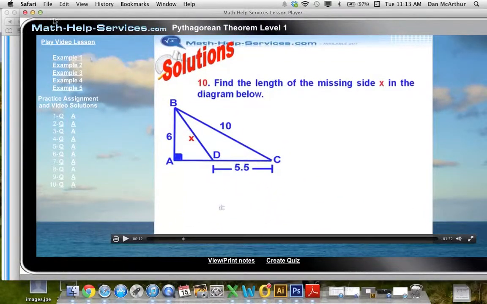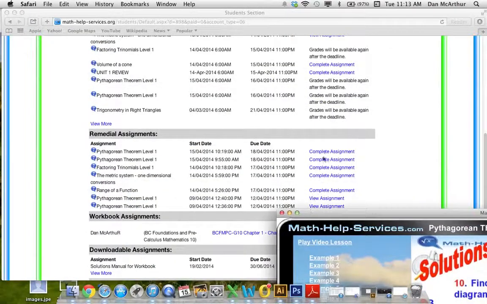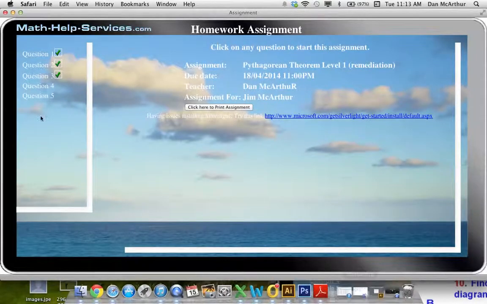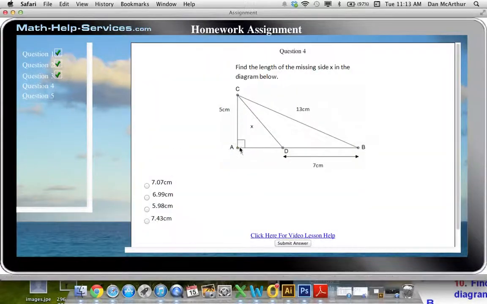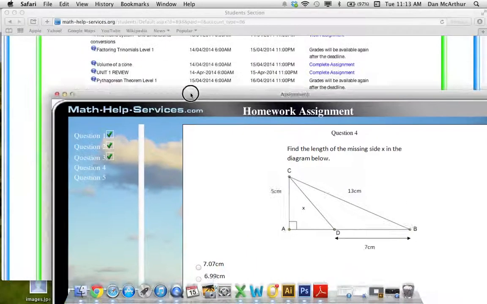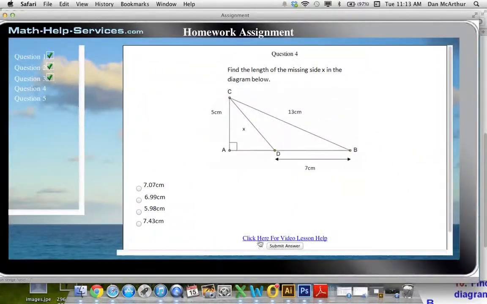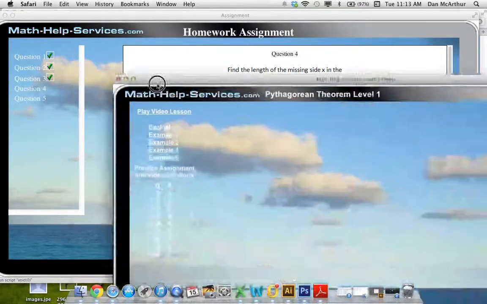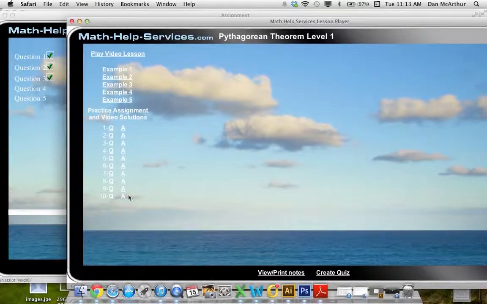Hold on one second, guys. So I want to reload this homework assignment. I did something funny. There it is again. So we'll pop back into this question just to have a look at it. So we look at this question. They're solving for x. We'll click on this video lesson help. It will come up here. And then where was that? That was question 10, I believe.